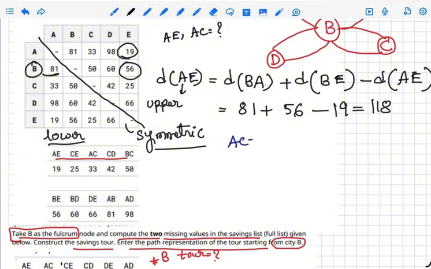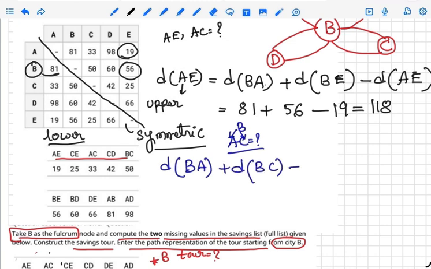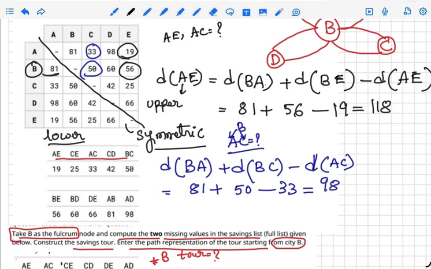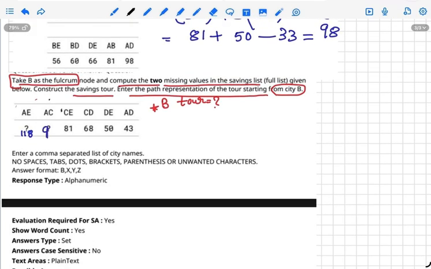We want to calculate AC, right? We want to find AC, using the fulcrum node B: the distance B to A plus the distance B to C, minus the distance of A to C. B to A is 81, plus the distance of B to C, which is 50, minus A to C, which is 33. So the total value is 98.